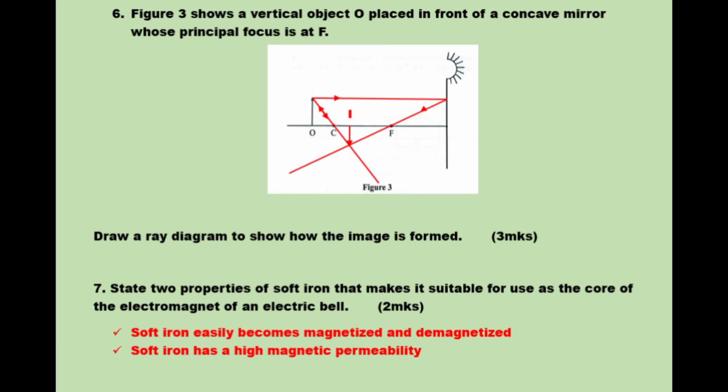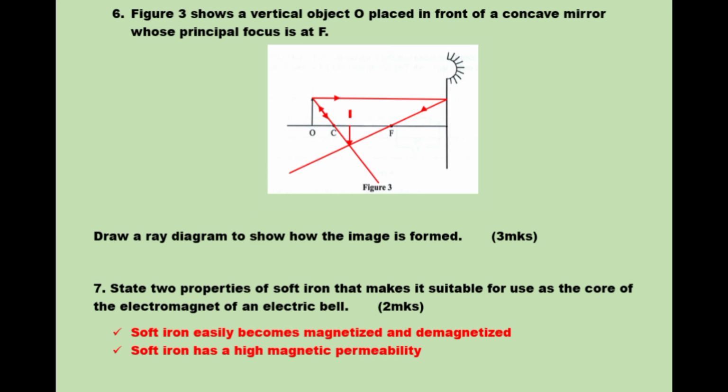When the soft iron armature is attracted, the hammer hits the gong. So you realize that there is magnetization and demagnetization, which takes place at a very high frequency. So we are saying now that soft iron is suitable because it can easily be magnetized and demagnetized. Also, it has a high magnetic permeability.